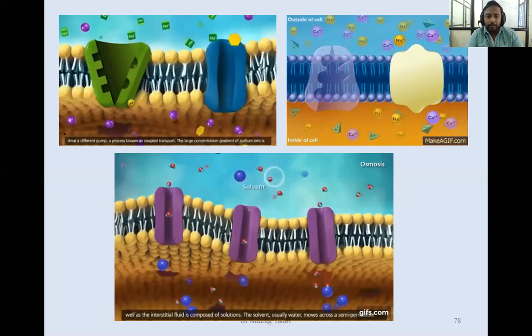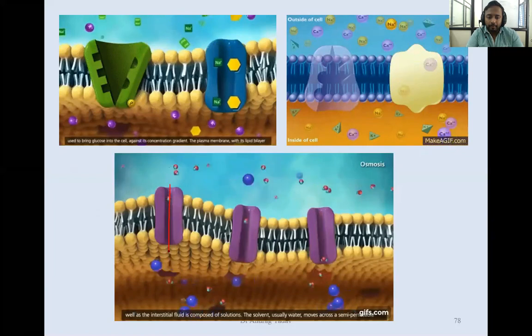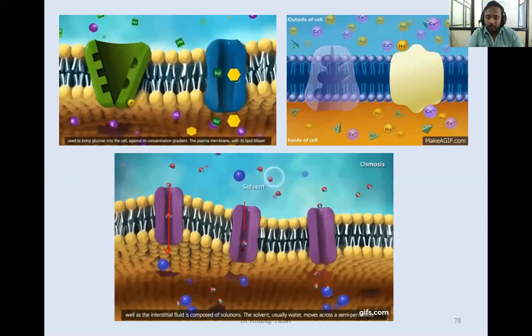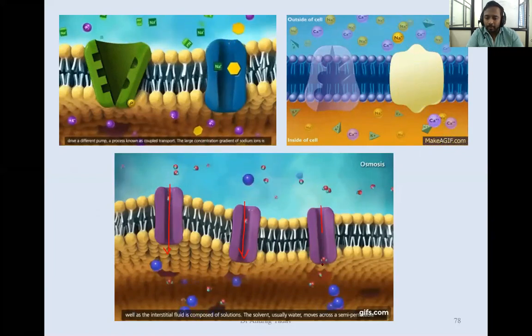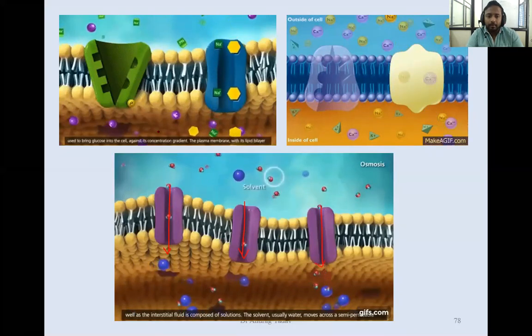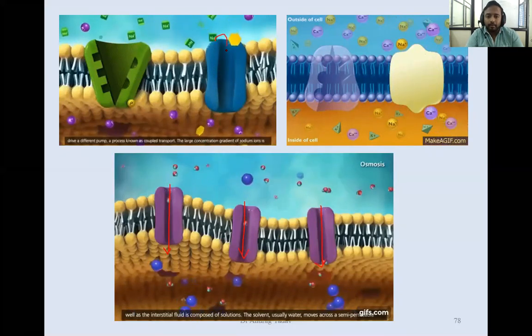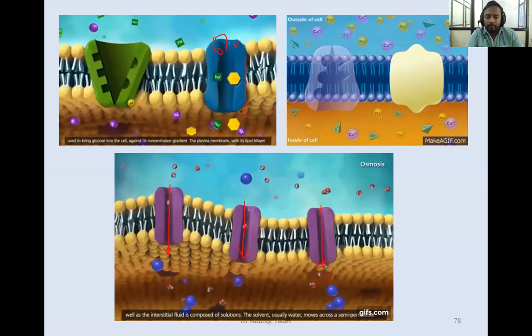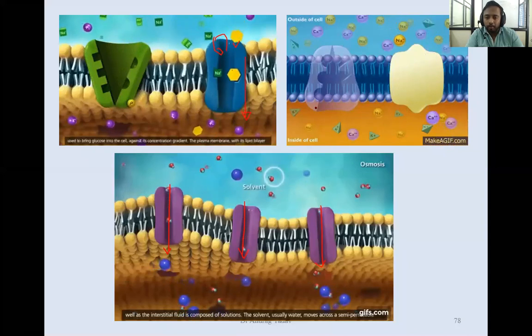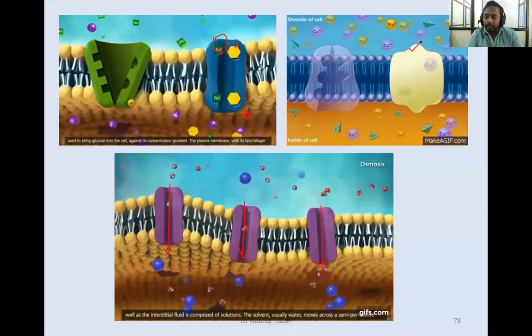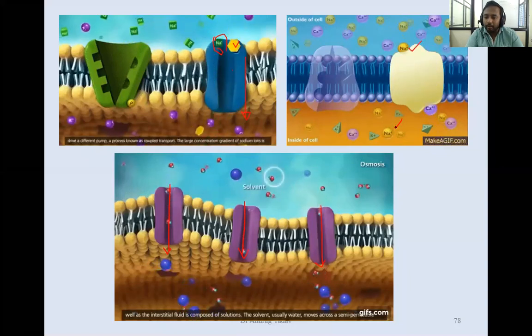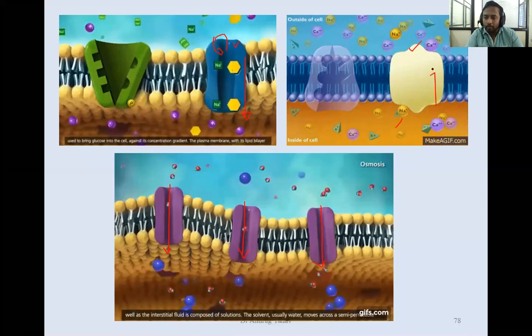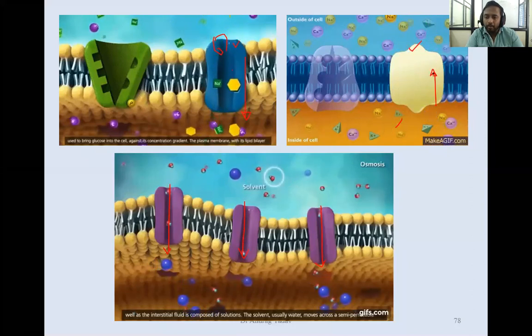So you can see in this picture you have uniport. Yes, only a single type of molecule is moving inside the cell. You can see in this picture two different molecules moving in the same direction. That is the symport. And in this picture you can see one molecule is coming in, one molecule is going out. Yes, that is the antiport.